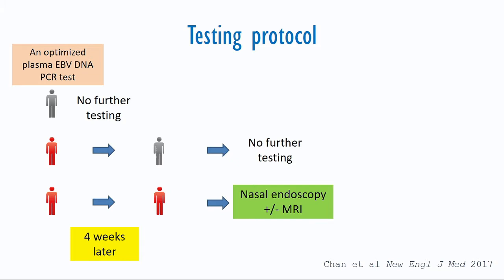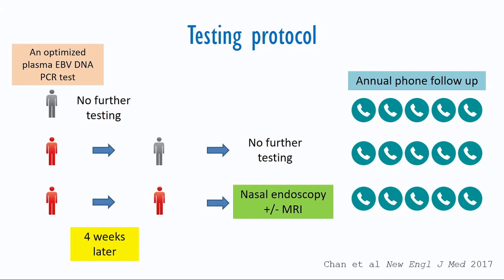So in other words, this study was performed prospectively. We do this in real time. We treat patients as we go. But we also need to find out whether we have missed anybody who has NPC, because our test may not be sensitive at all. So we actually phone follow up these individuals annually for a period of 5 years to see how many cases we would have missed. So this was the protocol.